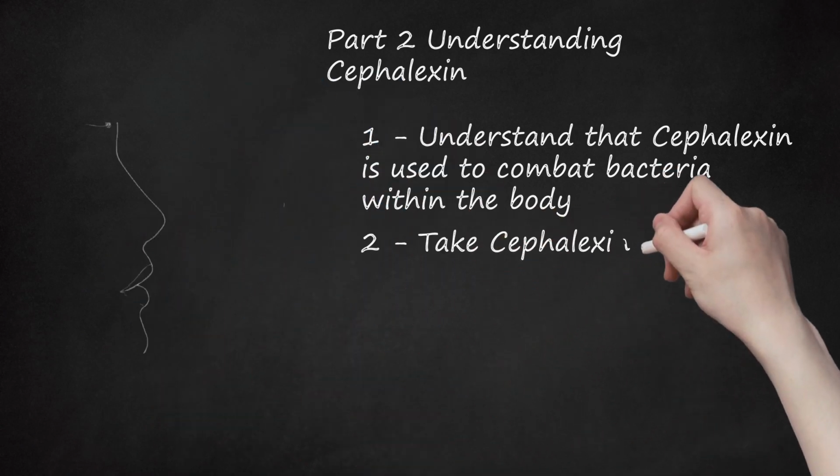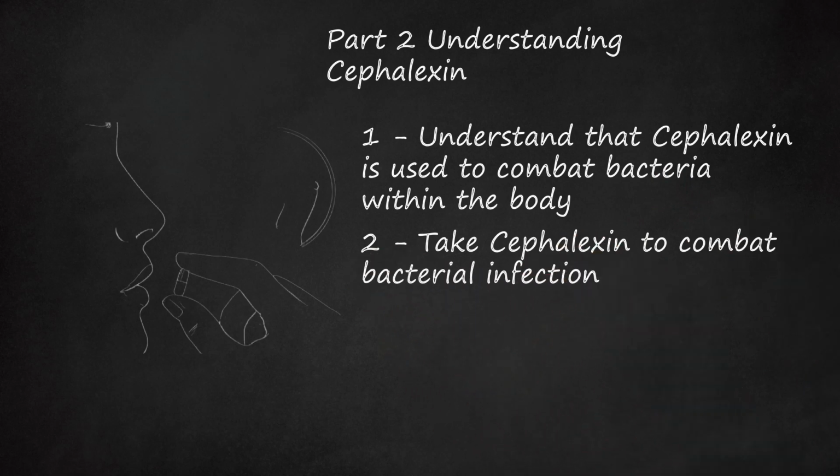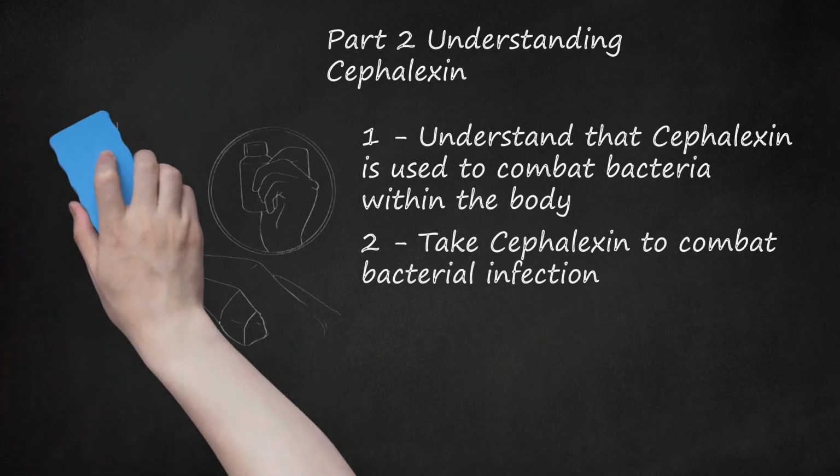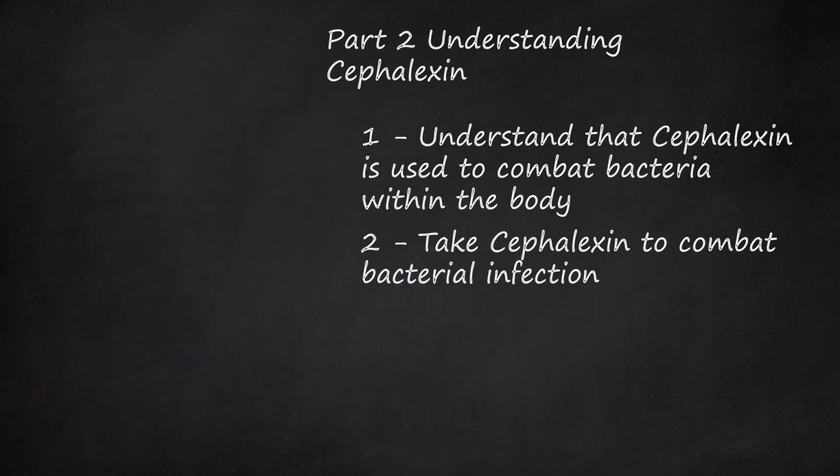2. Take cephalexin to combat bacterial infection. Cephalexin is primarily used against bacterial infection. Bacterial infections may include bone and joint infections, pneumonia, skin, urinary tract and middle ear infection. In some cases, cephalexin serves as a prophylactic drug, meaning it is used to prevent certain infections. For example, this drug is used to prevent bacterial endocarditis.